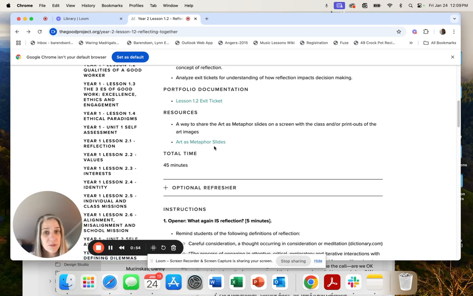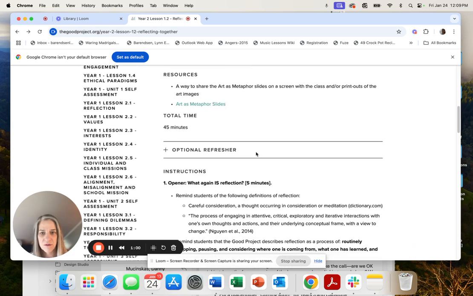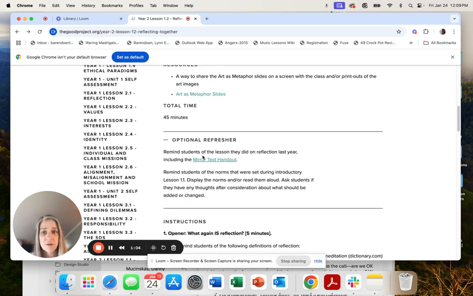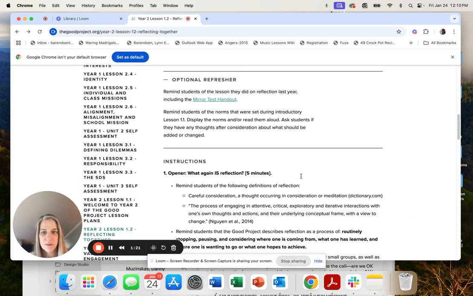We found it a super enjoyable activity for students, and so the slides here will help you walk through that activity. We also have an optional refresher reminding students of the lesson they did on reflection last year. Again, if you have students who didn't participate last year, you could certainly give them a heads up about what that was like, what they might have missed. And here is that handout just to have it nice and close by for you.